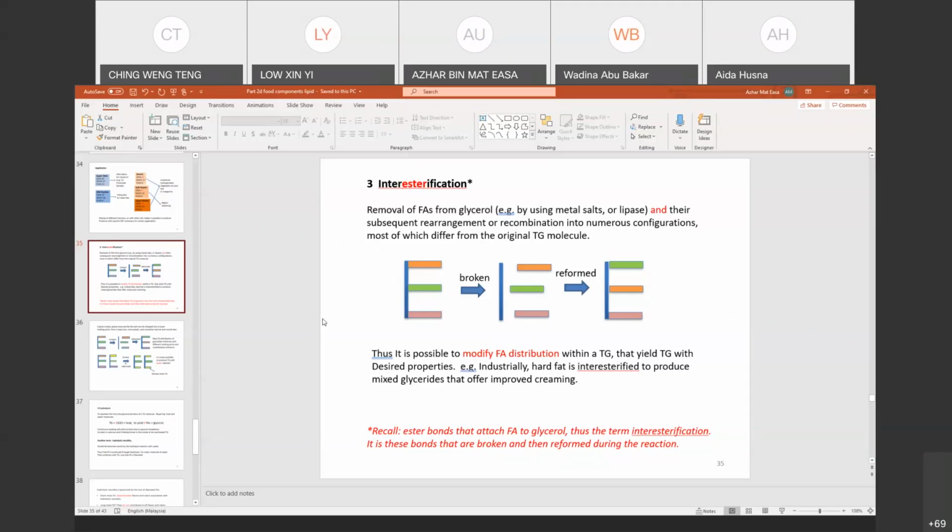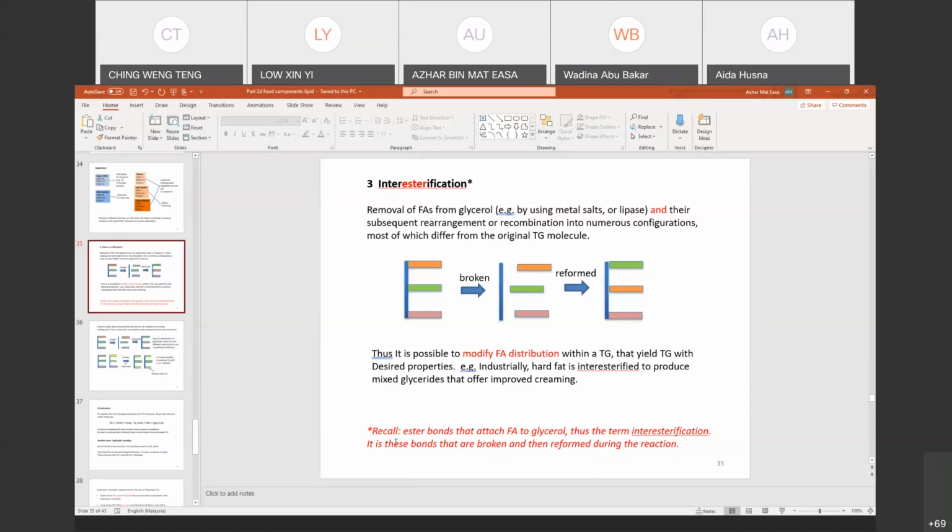Reform fatty acids. In the beginning the green was in the middle. Now after rearrangement, the green will go up. So it is possible to modify fatty acid distribution within one TG. And because of that, you yield a TG with desired properties, like you want. Hard fat is esterified to produce mixed glyceride with improved creaming.